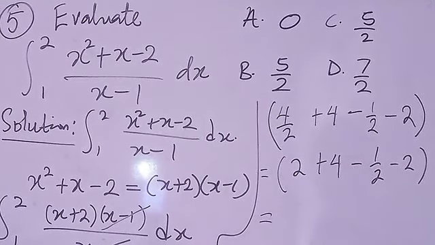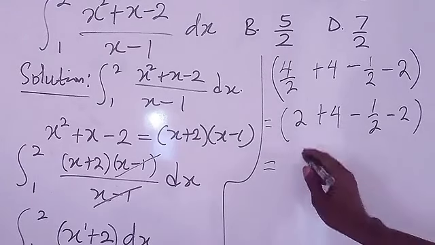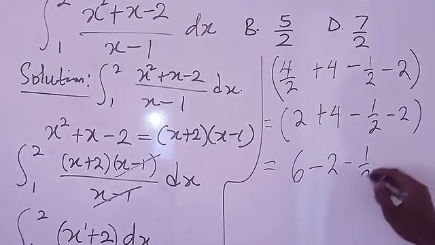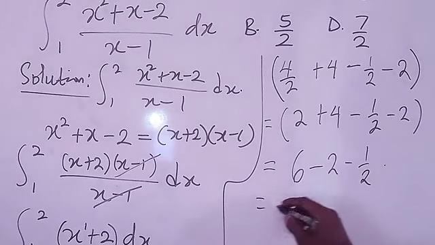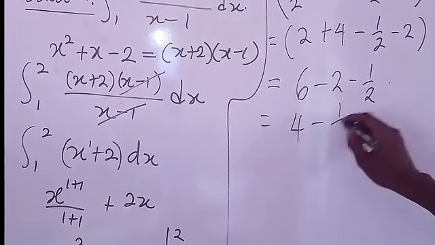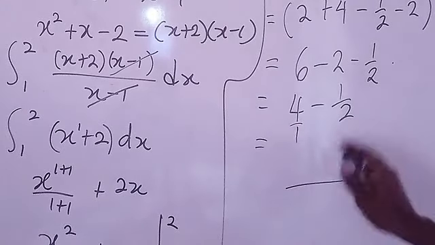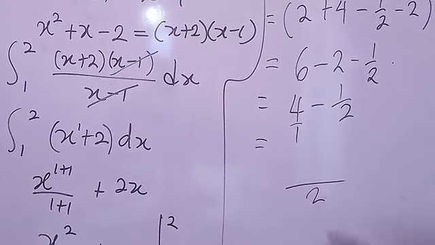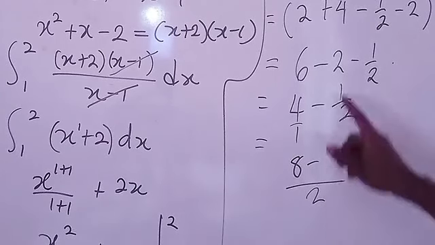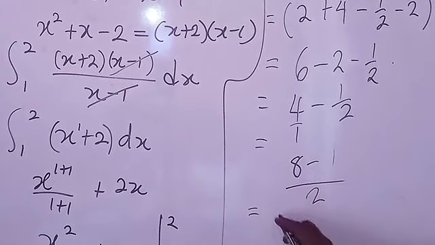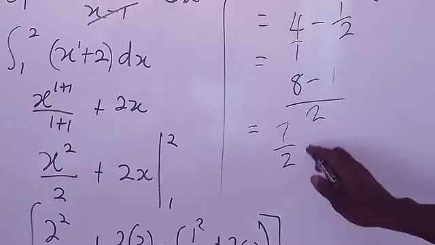Now from here, 2 plus 4, we have 6. 6 minus 2, minus 1 over 2. 6 minus 2, we have 4, minus 1 all over 2. You can write 4 as 4 over 1. Taking the LCM of 1 and 2, we have 2, right? So 2 times 4, we have 8, minus 1 times 1, that is 1. So from there, we're going to have 8 minus 1 is going to be 7 all over 2. 7 all over 2.